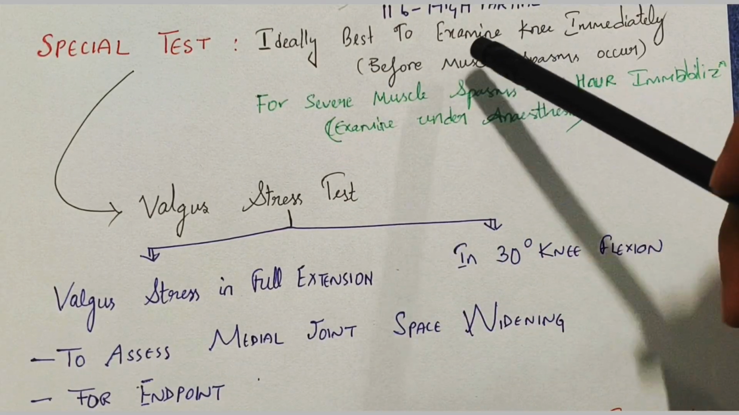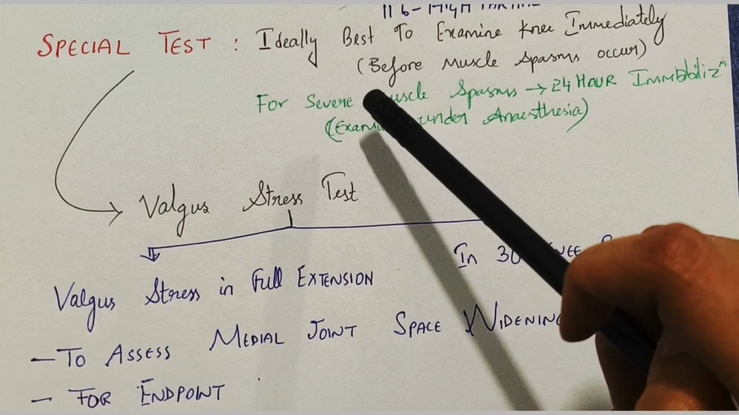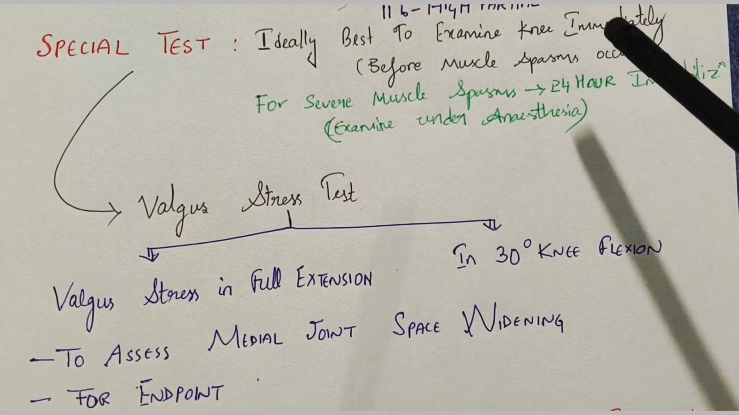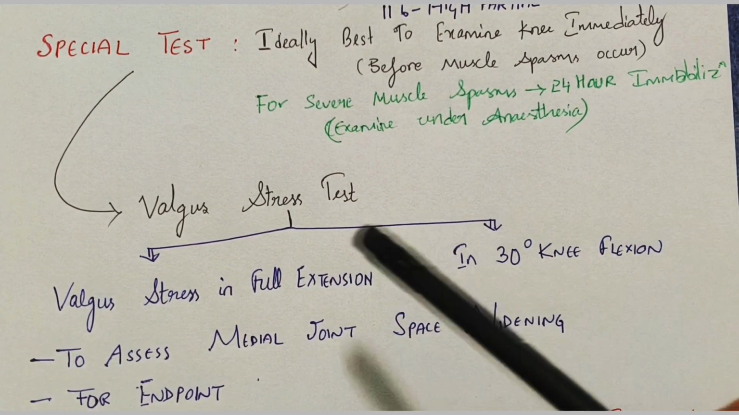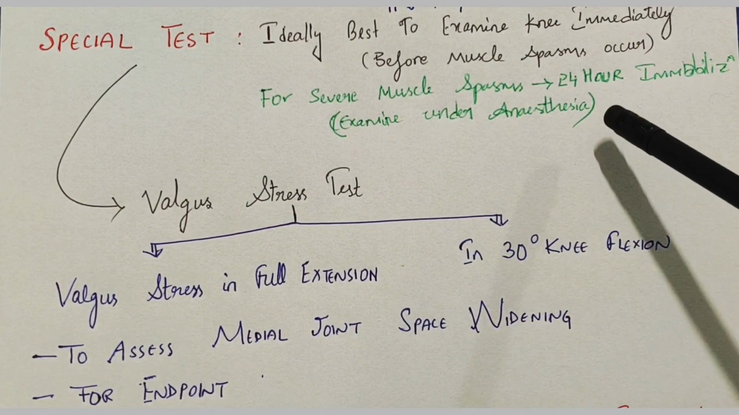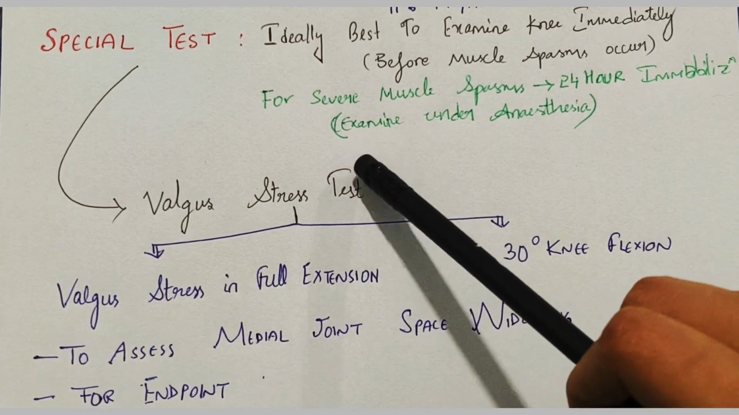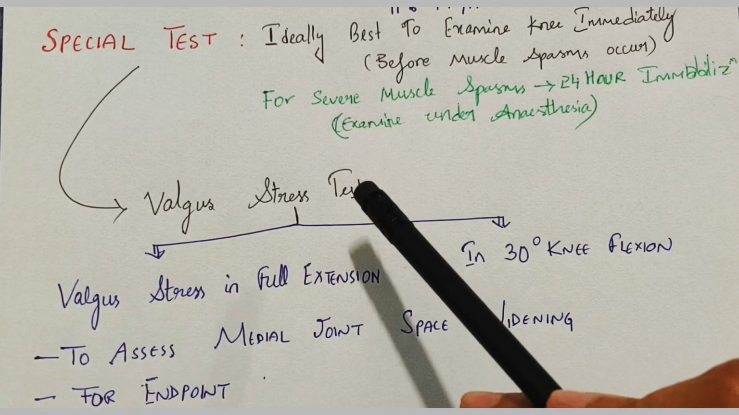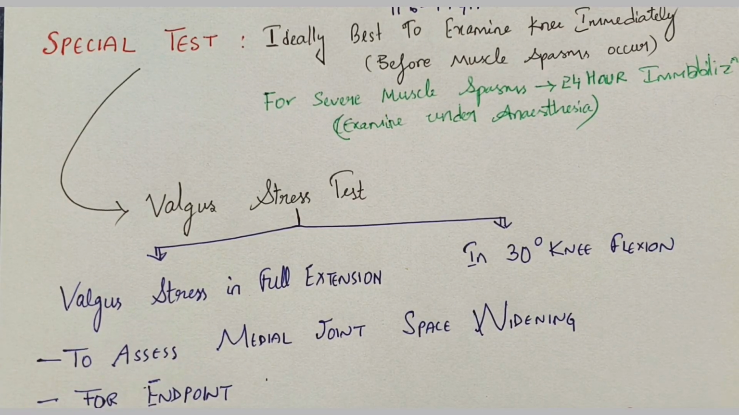Now, ideally, it is best to examine the knee immediately after the injury, the reason being before the muscle spasm occurs. If there is a muscle spasm, we cannot really differentiate. In case a severe muscle spasm has occurred, we usually go for a 24-hour immobilization, and in rare cases we examine under anesthesia. Now, the valgus stress test is done to assess the medial joint space widening and to feel the end point.